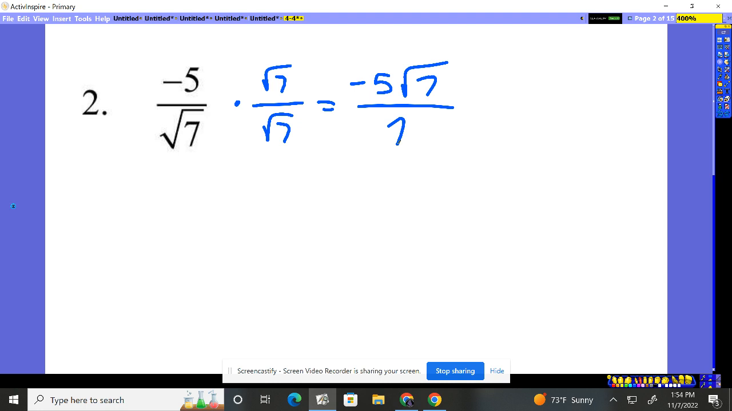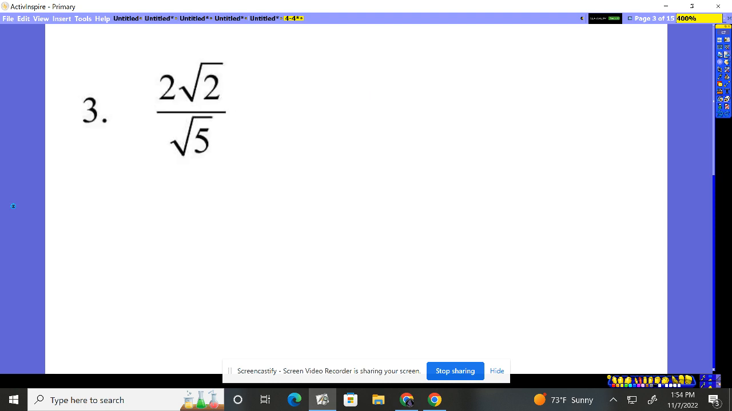Can't do anything with the 5 and the 7. Again, you'll never do anything with the inner number in this guy down here. It's always going to be the outside numbers. And negative 5 and 7 have nothing by which they both can be divided. So we just leave it. There's our answer: negative 5 root 7 over 7. A little bit uglier, to be honest, but that's what we have to do. No radicals ever allowed in the denominator.